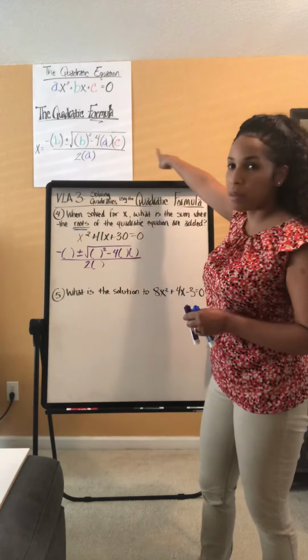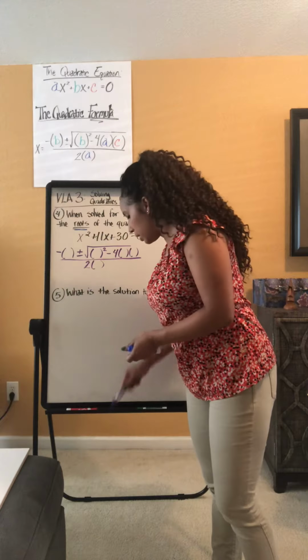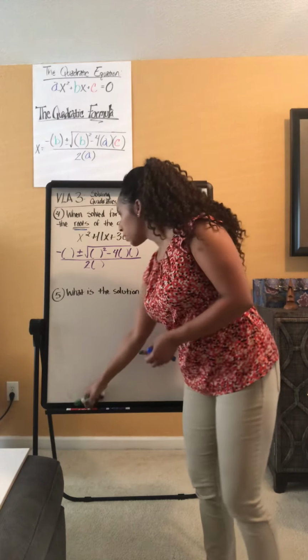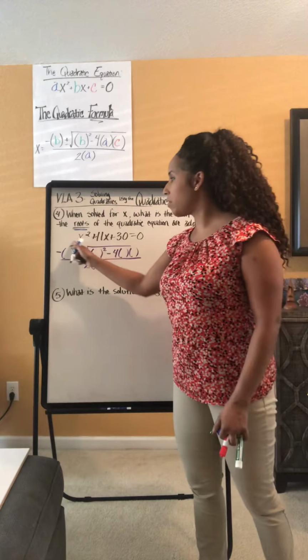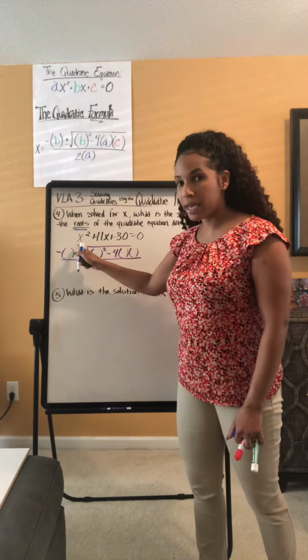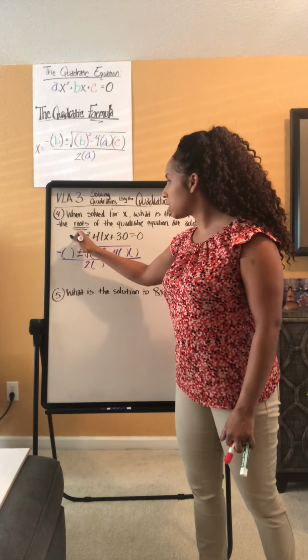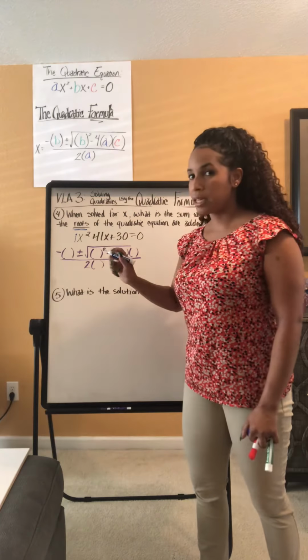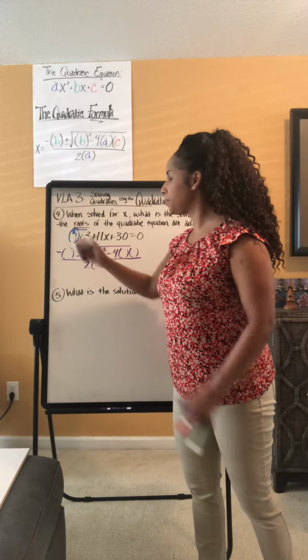Again, the quadratic formula is up on the wall there. And I need to label my A, my B, and my C. My A is whatever number is in front of my x squared. I don't have a number here, but I see 1x squared. So that means if I see 1, there is 1. If I see none, there is none, which is 0. But my A in this case is 1.